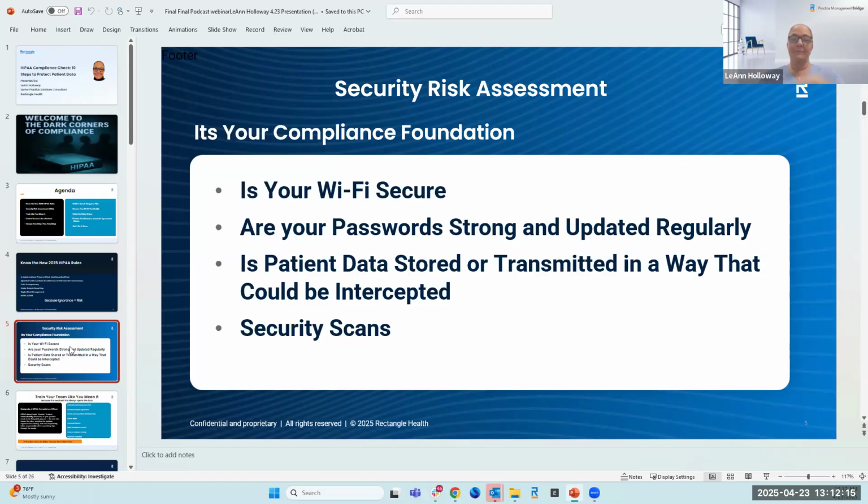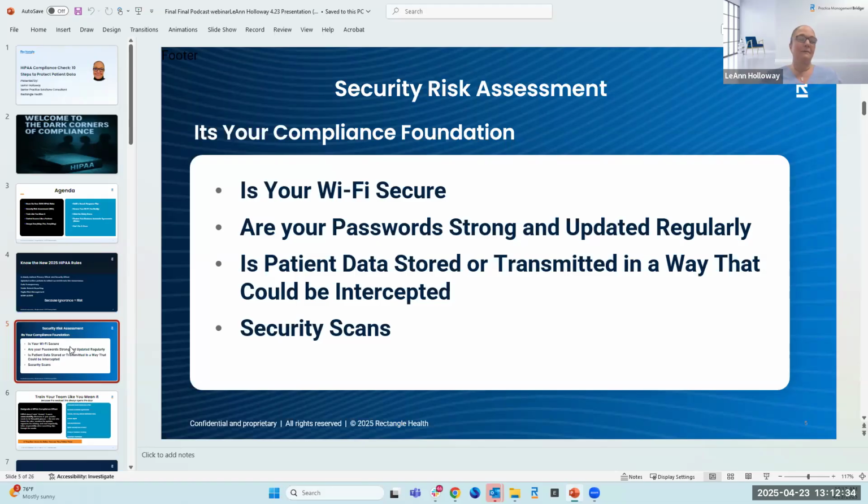Saying "oh, you know what, we did one last year" doesn't cut it any longer. A risk assessment is required to be completed annually, okay? But it also needs to be updated. That's where a lot of the offices make mistakes.